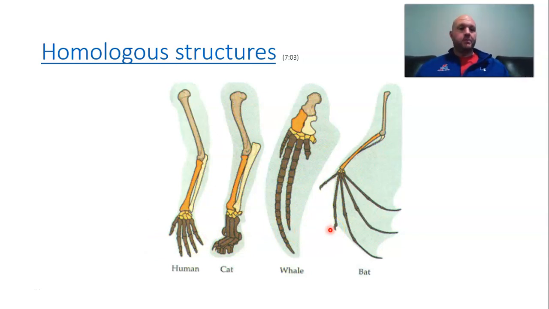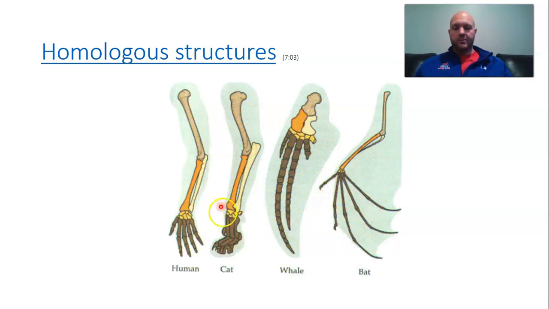Why does that matter? Because if the argument of evolution is very simple, that things change over time, you should see commonalities in the things that are still present, right? Why would this whale have this bony structure for fingers if it doesn't have fingers, right? This bat, it's not using these fingies for anything, right?